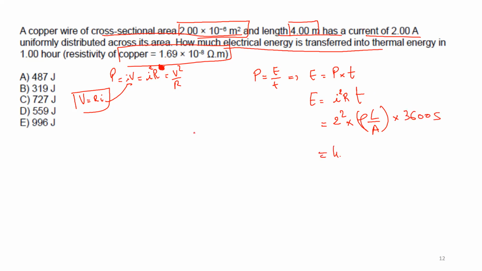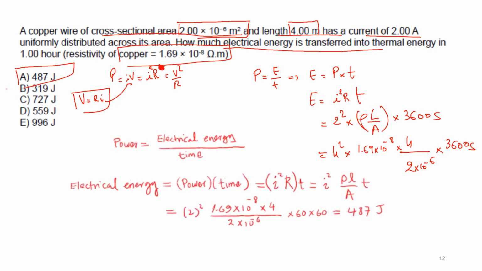3600 seconds. So that's it. I have 4 times rho, which is 1.69 times 10 to the power minus 8, SI units, L, 4, cross-sectional area, 2 times 10 to the power minus 6. And then I multiply by the time, which is this. Of course, it will give me SI units, so it's in joules. I will get 487 joules. Okay, this is it. This is what we did here.